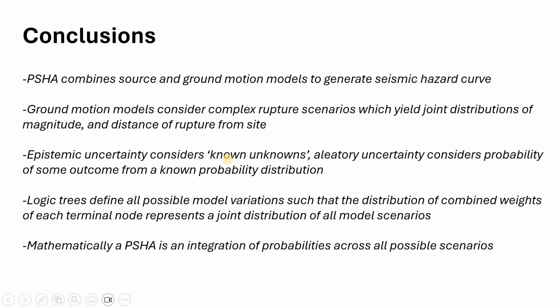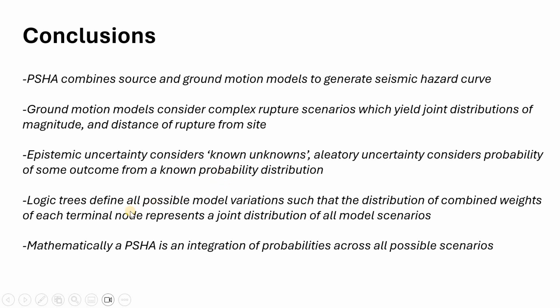So in conclusion, a PSHA combines source and ground motion models to generate seismic hazard curves. Ground motion models consider complex rupture scenarios that can yield joint distributions of magnitude and distance of rupture from the site. Or I should say these are rupture scenarios. Epistemic uncertainty arises from known unknowns. What is the fault model? What is the slip rate? Whereas aleatory uncertainty considers the probability of some outcome from a known probability distribution.